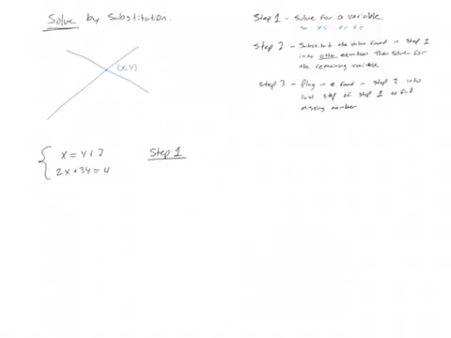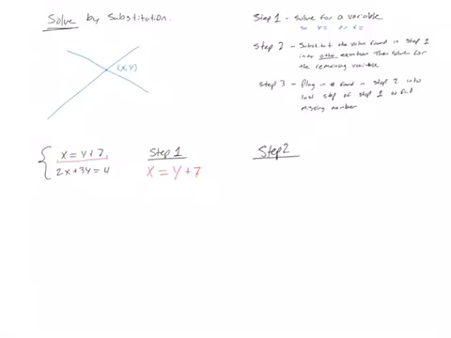So step 1 says solve for a variable. Now I look at these two equations, and I could really solve either one for either variable, but I look at this first one and notice that it already says x equals something. So I'm going to use that one because step 1 is already solved for me. x is equal to y plus 7. So now I'm going to move over to step 2.